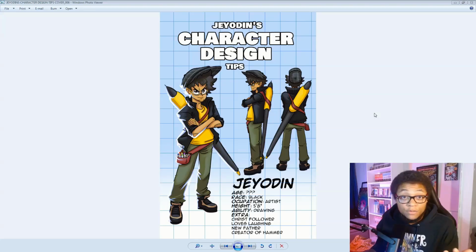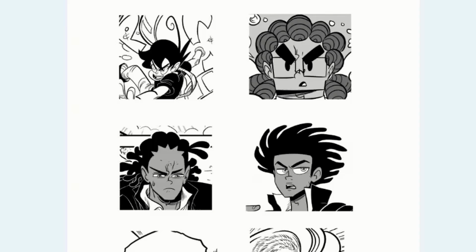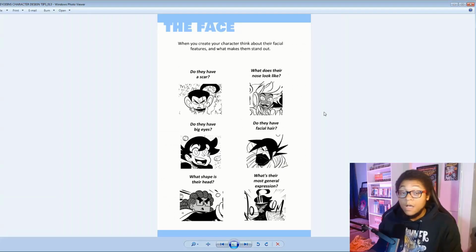This is the J. Oden's character design ebook, and we're going to be addressing all of these in the first chapter. The face. Obviously, the face is one of the most important things for your character, and you want it to be recognizable immediately. So here are some tips.